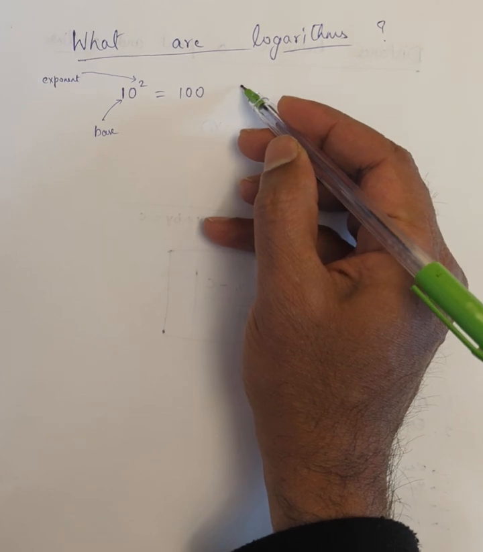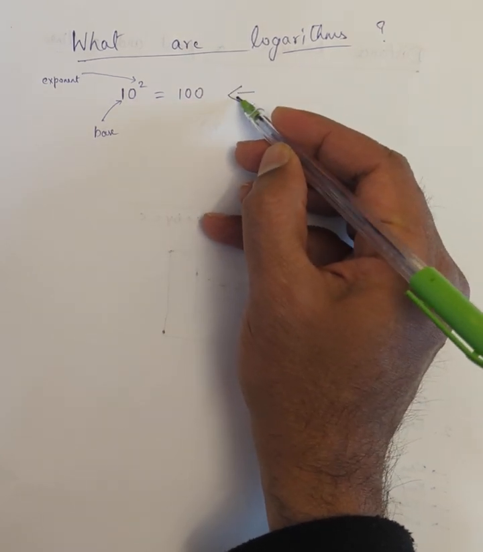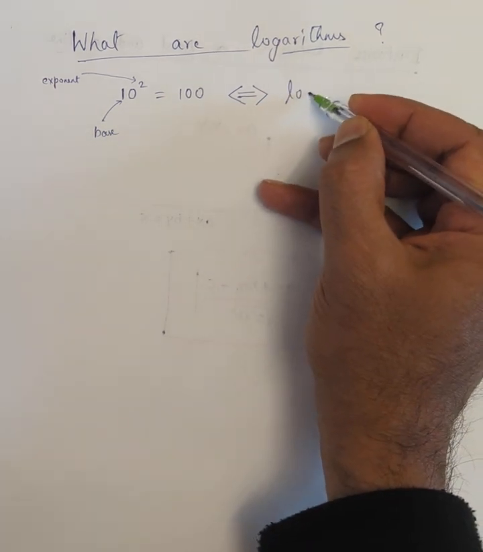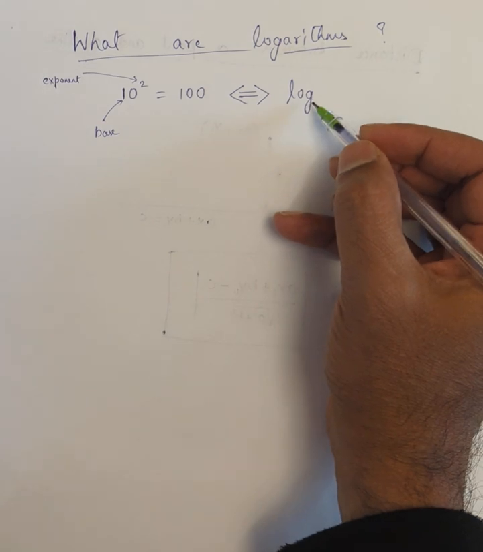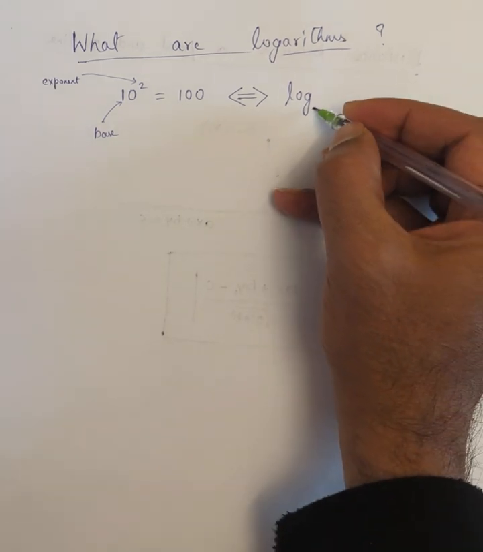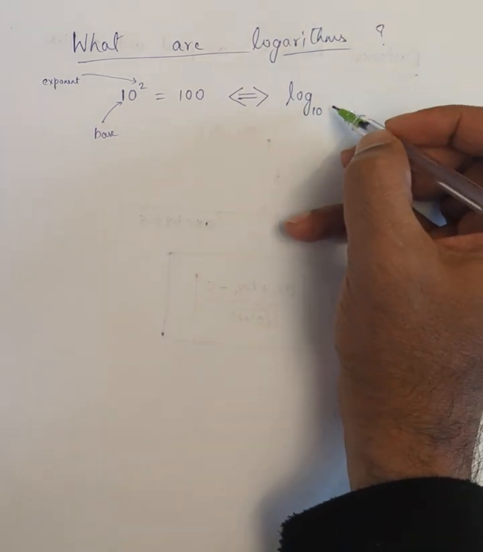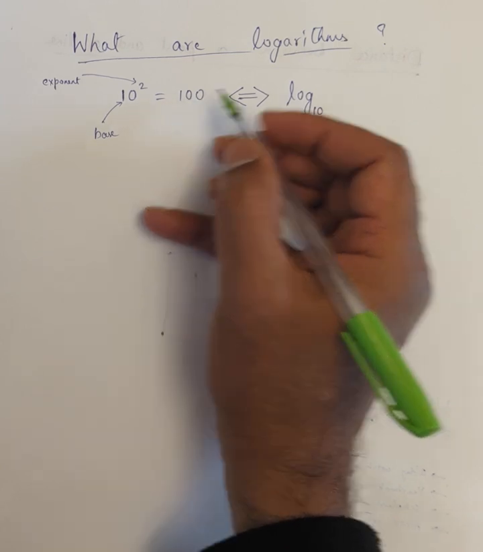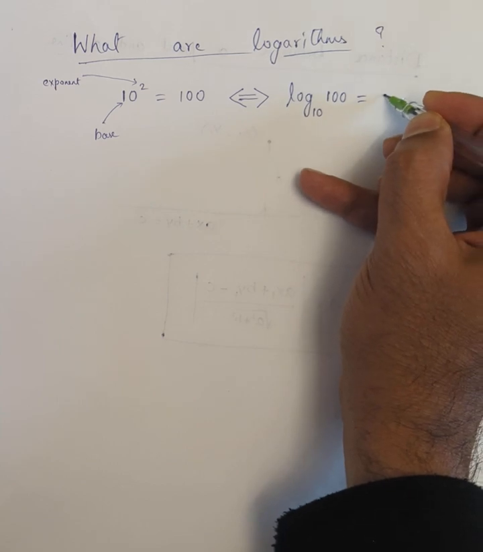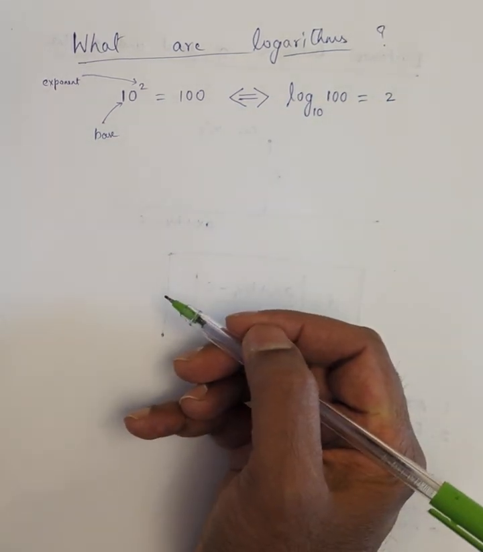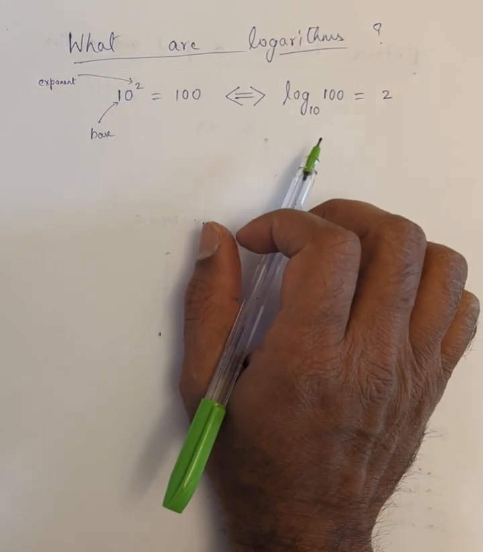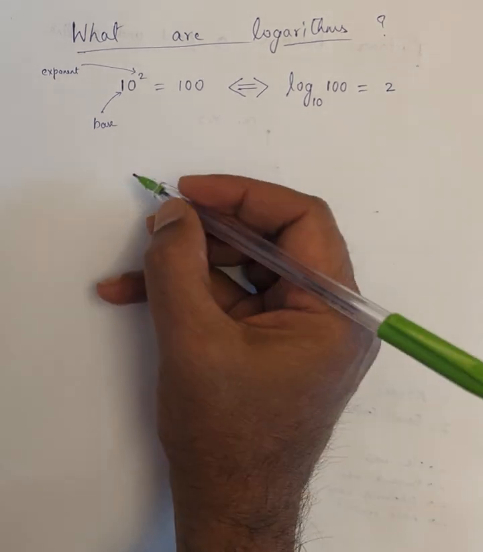Now I can rewrite the same equation one other way using logarithms. What I'm going to do is write log, and then every log has a base. The base of the logarithm is the same as the base here, which is 10. And this time I'm going to write 100 by logarithm, and the exponent goes on the right side. So that's how I will be rewriting the same equation.